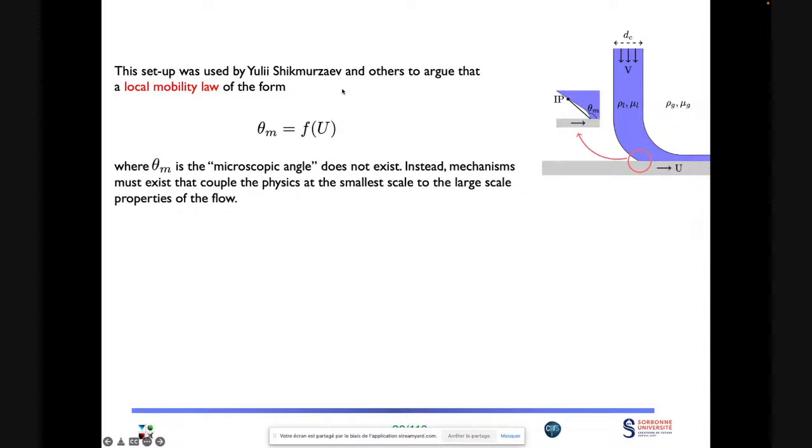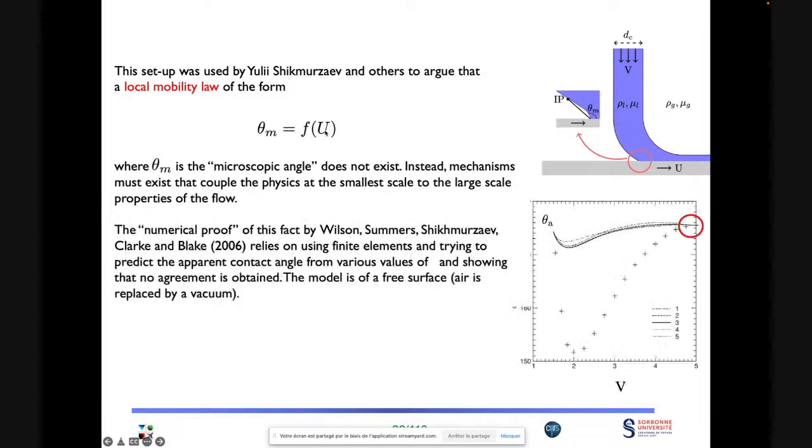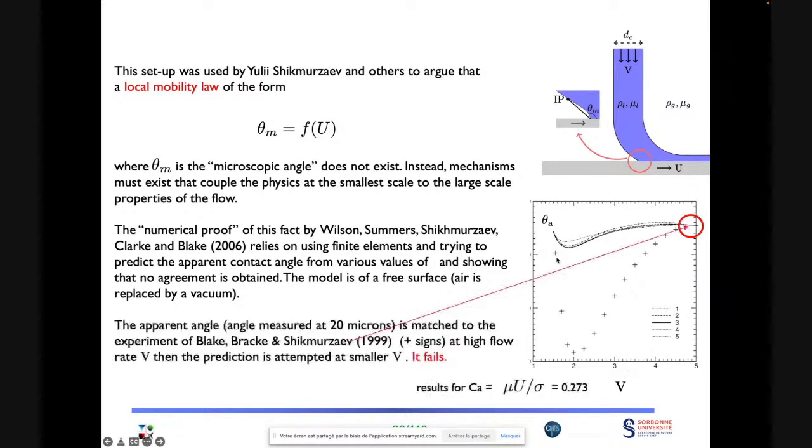So I had a photo of my friend Yuli here. The setup was used to argue against a local mobility law, a law that would tell you that the contact angle is a function of the velocity. So the numerical proof of that by Yuli and others was based on huge finite element simulations, and based on the fact that they could not reproduce this experimental point here, the pluses, by the numerical points here, the continuous lines.